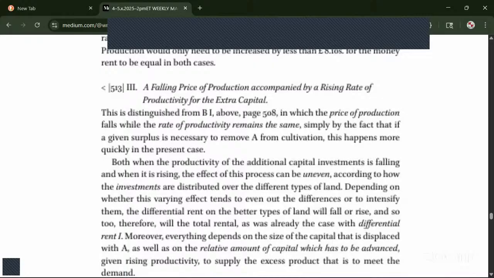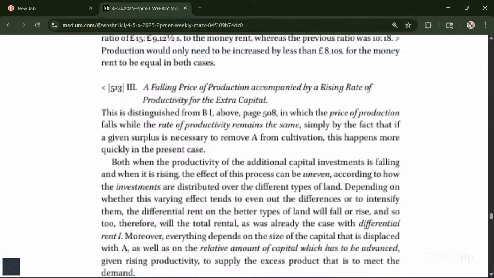according to how the investments are distributed over the different types of land, depending on whether this varying effect tends to even out the differences or to intensify them. The differential rent on the better types of land will fall or rise, and so too, therefore, will the total rental, as was already the case with differential rent 1. Moreover, everything depends on the size of capital that is displaced with A, as well as on the relative amount of capital which has to be advanced, giving rising productivity, to supply the excess product that is to meet the demand.